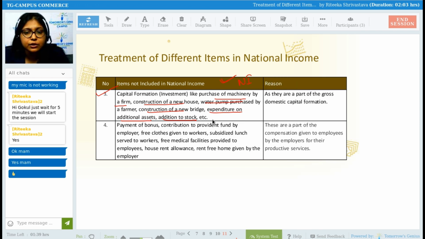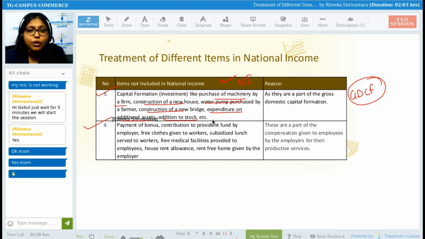Yesterday only we have studied, and day before yesterday also we have studied. All this is going to be part of GDCF, that is gross domestic capital formation. Any new capital formation taking place in the economy will be included under national income. So be it a purchase of machinery, purchase of raw material, purchase of a new house, construction of a house, new construction of a house, reconstruction of a house. All these things will be included under national income under the heading GDCF.